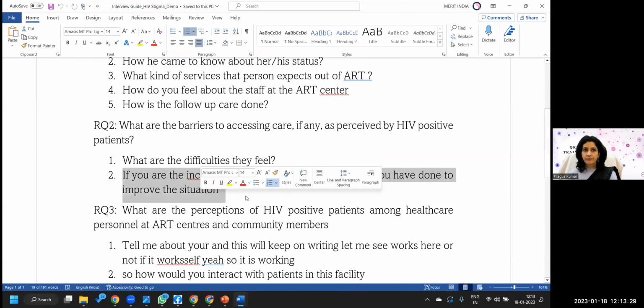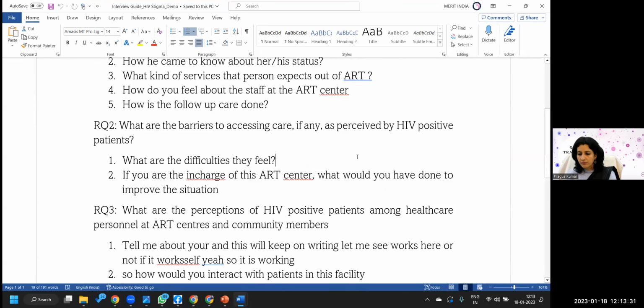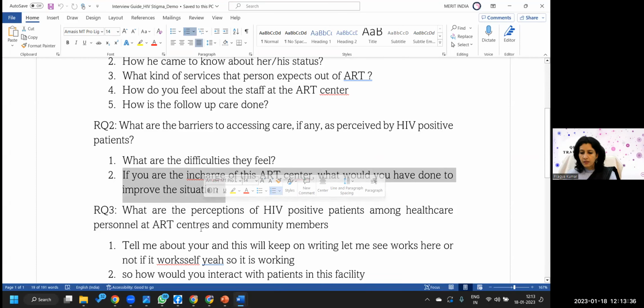Can you see? Like, if you are in charge of the ART center, what would you have done to improve the situation? Can you see? This is an example of a hypothetical situation. If they are not understanding, like what will you do? You can make them feel they are at some post and then ask what they would have done. So that is again a hypothetical question.